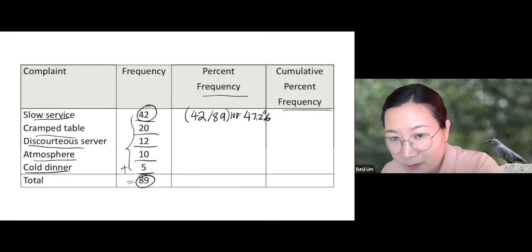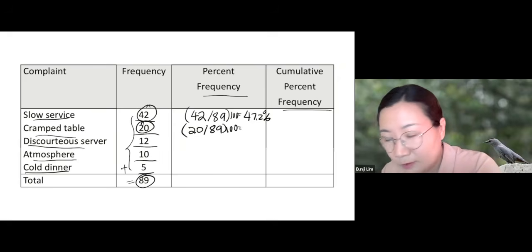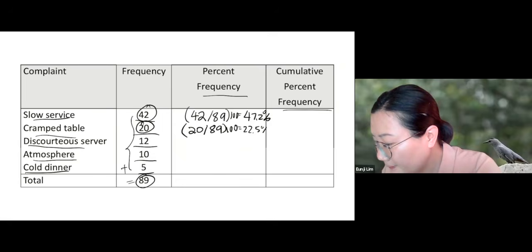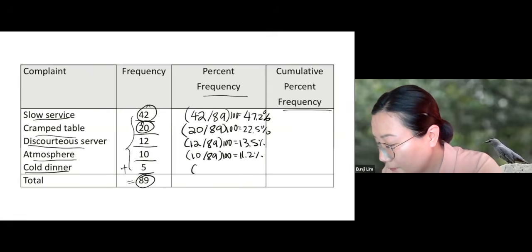And repeat this for the rest of the items. Take the frequency, 20 over the total times 100, that's 22.5%. Next, 12 over 89 times 100, 13.5. 10 over 89 times 100, 11.2. 5 over 89 times 100, 5.6.